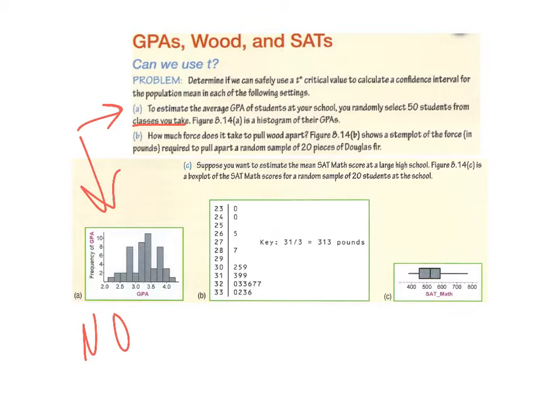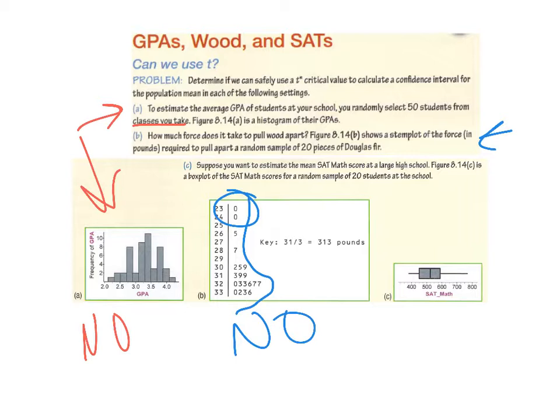The second one here, B, is asking about the force it takes to pull wood apart. The second graph there is a stem plot of the force in pounds required to pull apart a random sample of 20 pieces of Douglas fir. So if we look at the stem plot, we would not be able to use a t-critical value to build this confidence interval, because I have a strong skew to the left with some possible outliers down here on the end. And remember, if we have a strong skew or we have outliers, we cannot use the t-distribution.